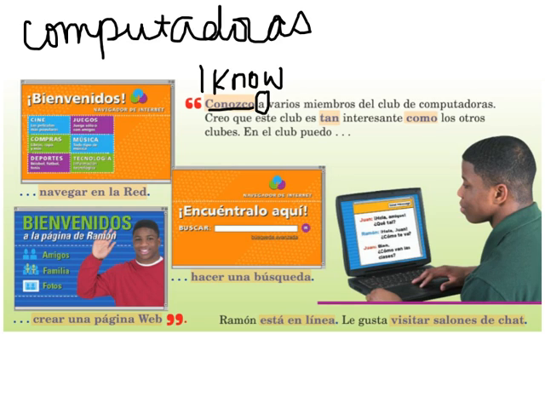Creo que este club es tan interesante como los otros clubes. I think that this club is as interesting as other clubs. And you'll notice this is similar to what we did before with nouns, but when you use tan, you have an adjective. En el club puedo, in the club, I can navegar en la red, or surf the web.